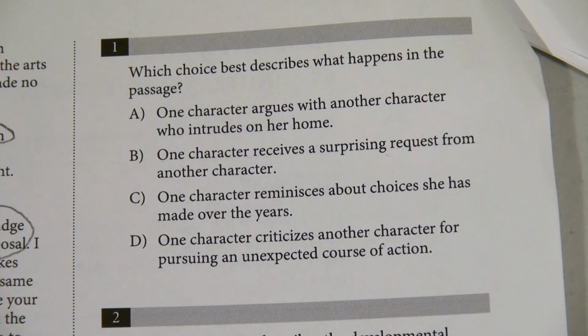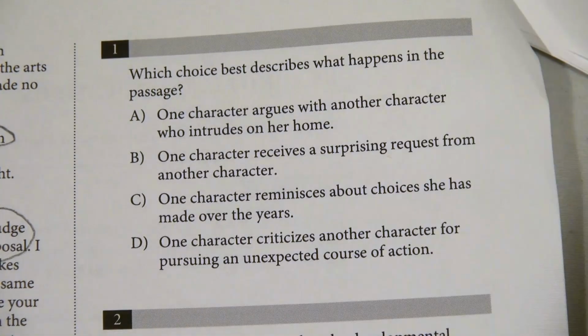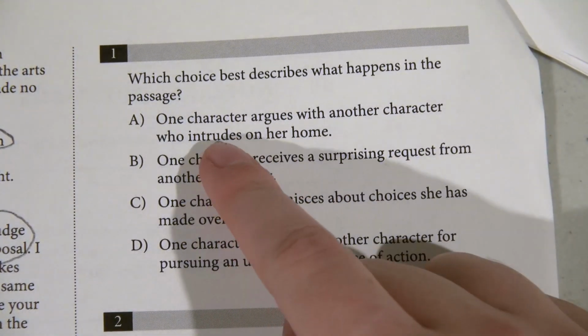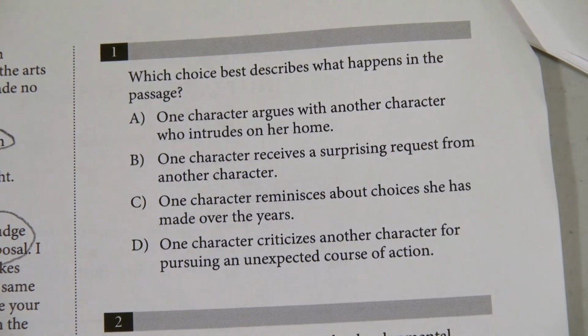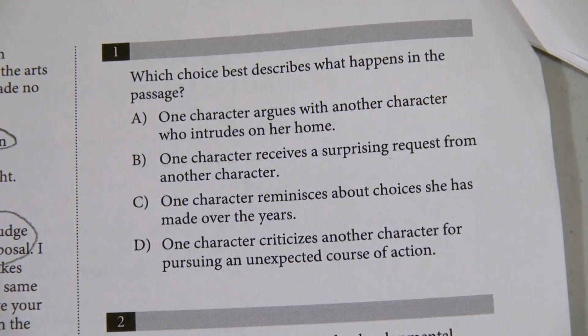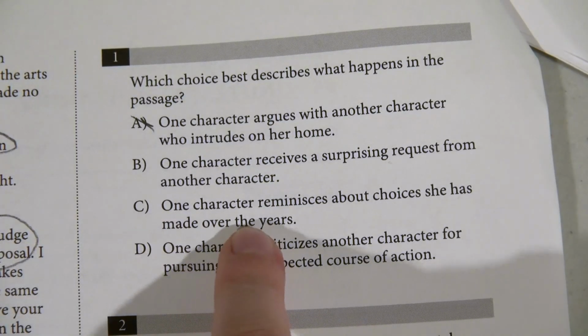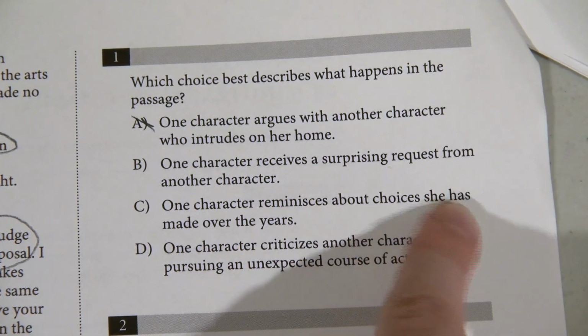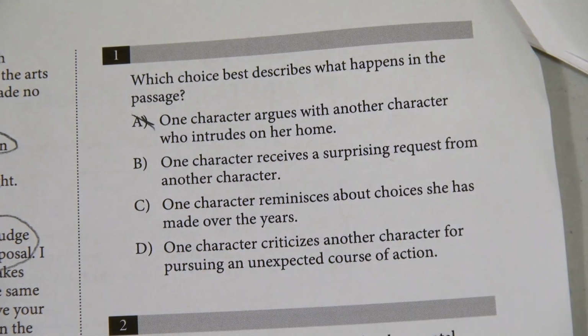Now, this is kind of vague because it just says one character and another, so that's not very helpful because we don't know who it's talking about. We gotta make some guesses here. So first of all, let's look at A. Akira's not really intruding on her home, I don't think. He's being really respectful. He's not arguing either, so that one's definitely not it. Now let's look at C, just so we can cross this one off too. Someone reminisces about the choices she's made, so that could either be referring to Chi or Naomi, and I don't think either of them do that, so there's no evidence in the passage for that.